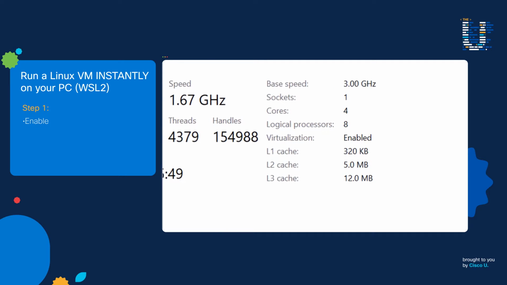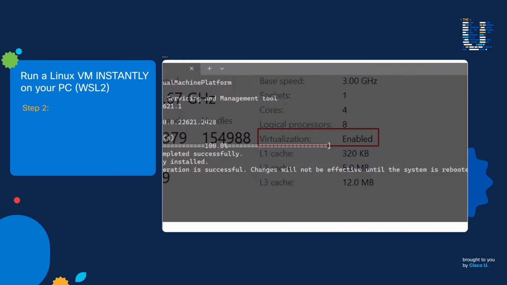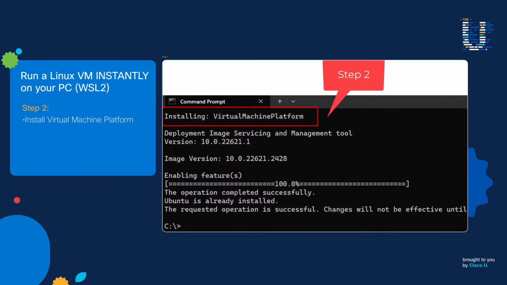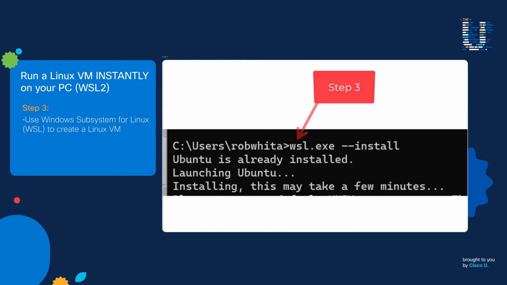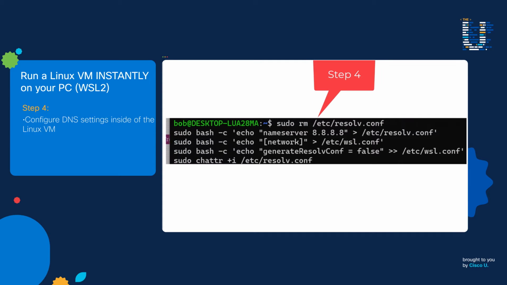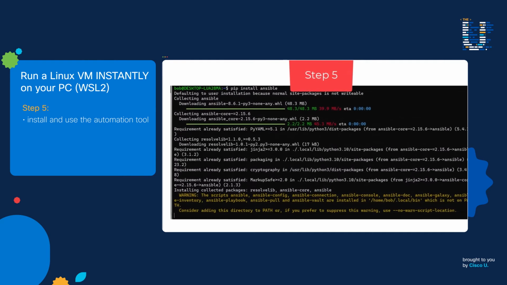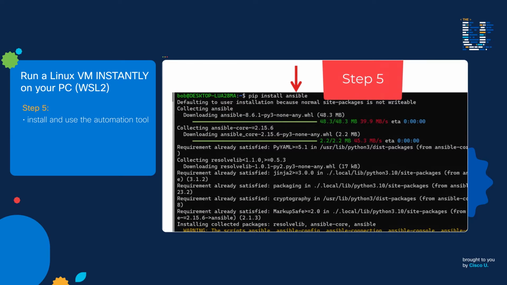Step number 1, I'm going to make sure virtualization is enabled on my PC. Step number 2, I'm then going to install virtual machine platform. Step number 3, I'm going to run a WSL command to create a Linux VM. Step number 4, from within my Linux VM, I'm going to make some tweaks to make sure my Linux VM can resolve domain names. And then step number 5, inside of my Linux VM, I'm going to install the automation tool that I want to use.